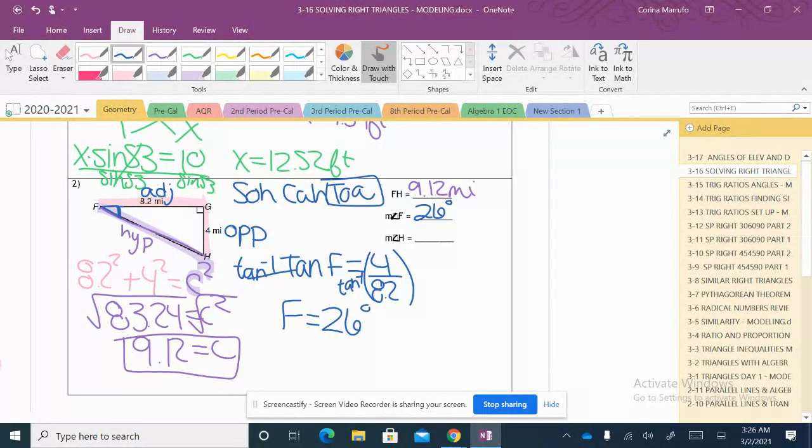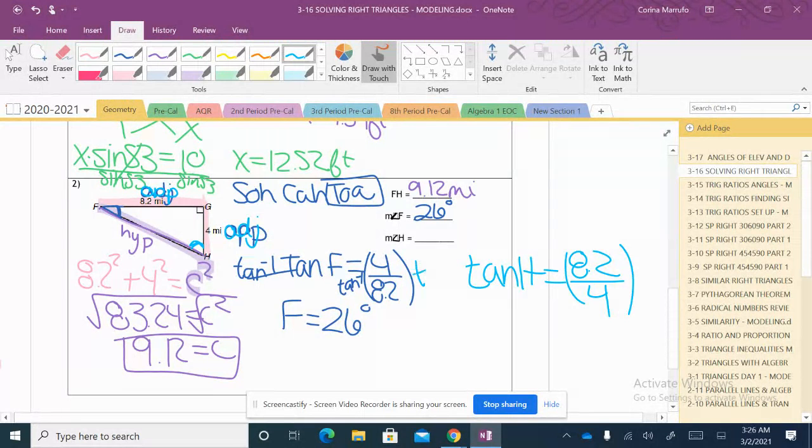All right. So the next one, now we're going to go ahead and find angle H. So here's angle H, okay? Now that makes this, the 8.2, my opposite, and that makes the 4 miles my adjacent, okay? So it does switch when you switch angles. So we're still going to use tangent because we're using opposite over adjacent. So tangent of H equals my opposite, which is 8.2, divided by my adjacent, which is 4.